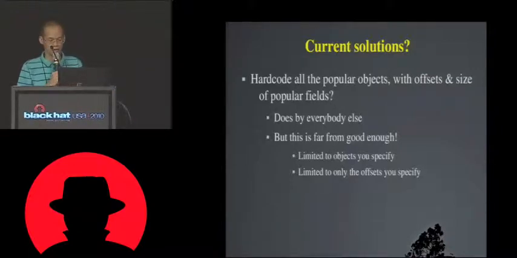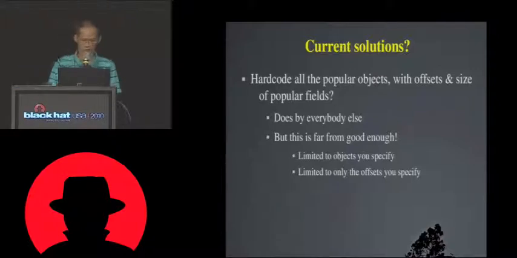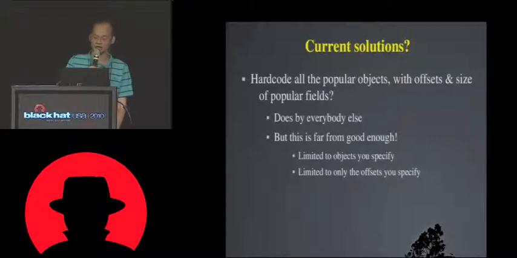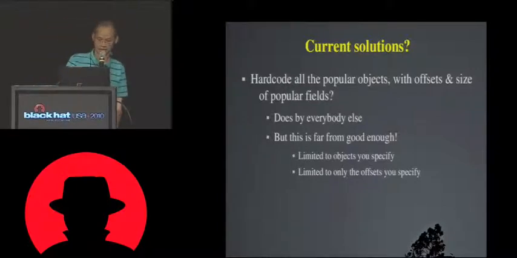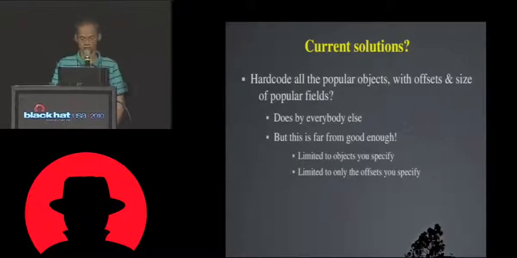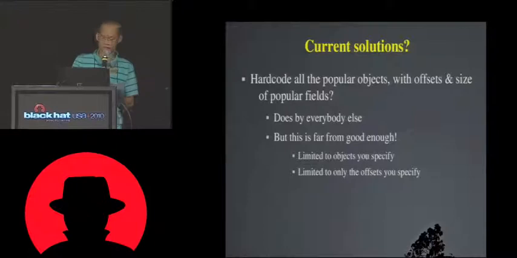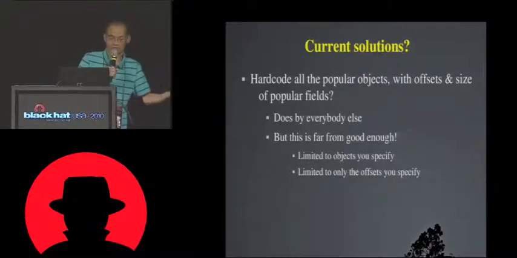There are many works that also want to extract objects from the memory like that, and the solution is that they hard code the popular objects and the offset and size of popular fields in the program. Everybody does that, but that's not good enough for us, because with this solution you can only extract limited information. Just limited to the objects you specify in your source code. It's limited to the offsets you specify. And for those not specified, you cannot extract out.